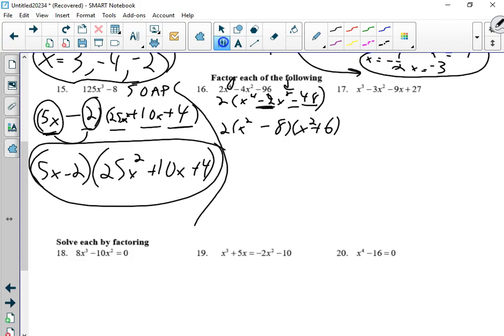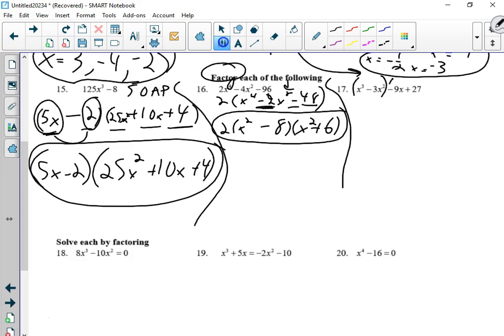And I'm done. Why? Because it says factor. And yes, the 2 stays when I factor. If it said solve, I would set the 2 parentheses equal to 0, throw the 2 away, because there's no variable there. But it just says factor. I'm finished. But don't forget the little 2's there, otherwise you'll lose partial credit. And that's a silly point or 2 to throw away.